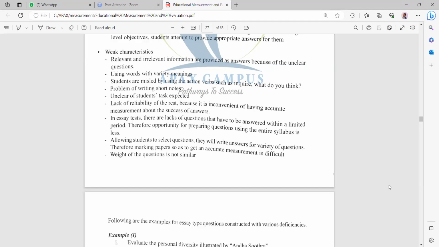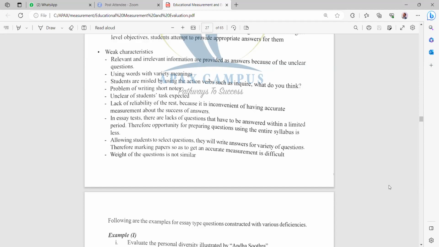So that's another one, right? Unclear of students' task expected. So the students know whether to write it as an essay or write point by point separately, comparing things, or put it into a table and compare and contrast. So then there can be issues related to giving instruction of the question.